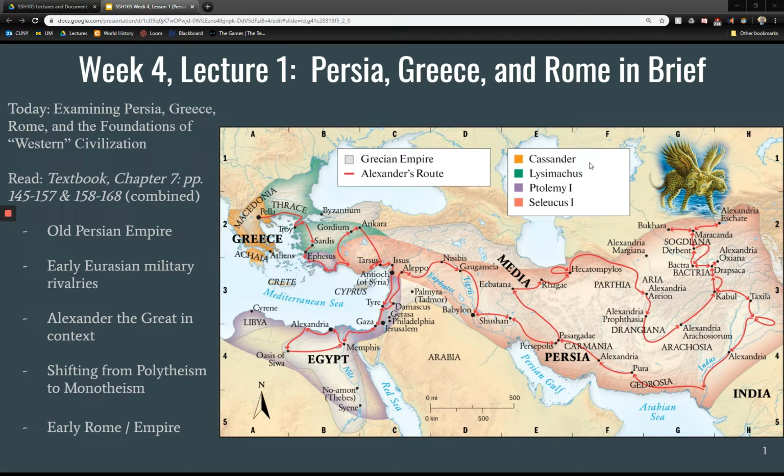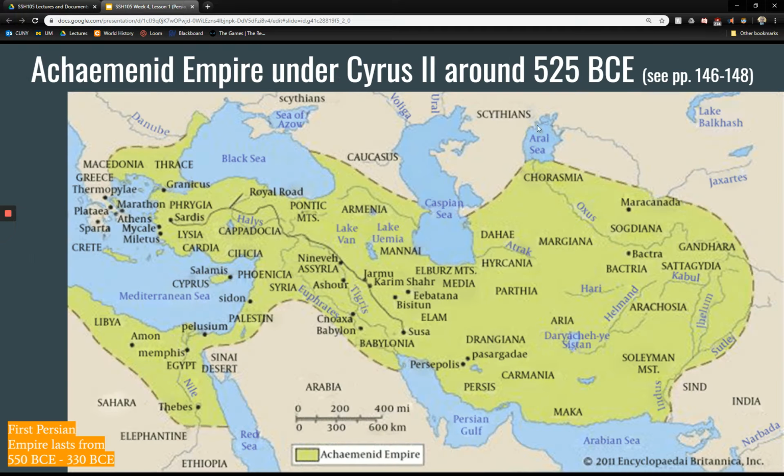So we're not going to get to every detail, obviously. And if you're interested in either the Persian, the Greek, or the Roman empires, or how they interact, those are things you can approach in your discussions, in your papers, and in your short answer assignments. Okay, so moving along, I wanted to show you this map.